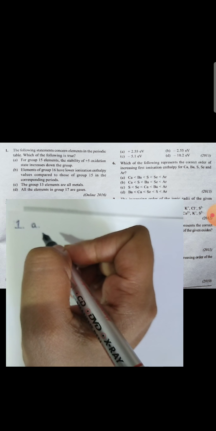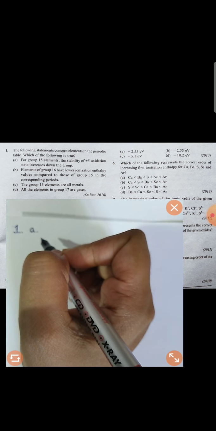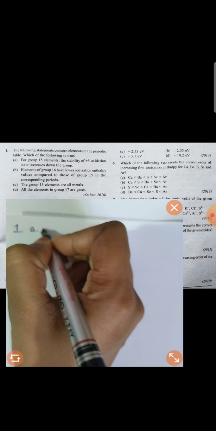If we see the first option, for group 15 elements, the stability of +5 oxidation state increases down the group, they are telling. It is not true. So let's see our other answers.